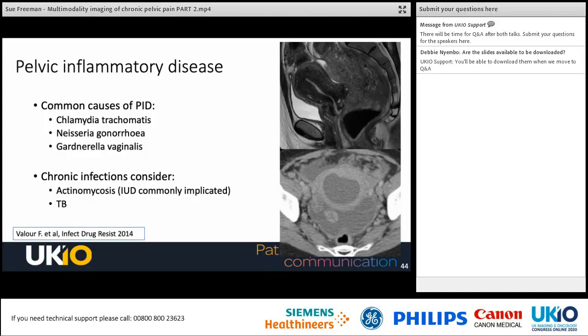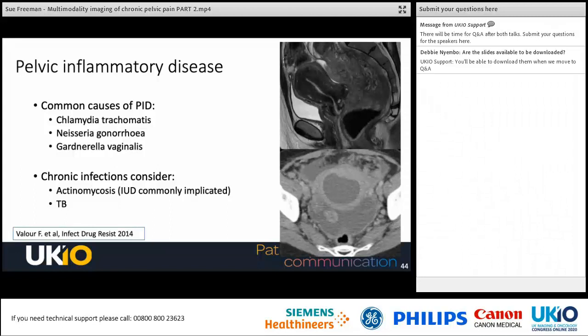So thinking about chronic PID, it may still be the same infections from acute PID, but also consider conditions such as actinomycosis, which is a gram-positive anaerobic bacteria. And if pathological specimens are possible, they would reveal sulfur granules to make the diagnosis. And this image on the top, sagittal T2 weighted image, shows another different case with actinomycosis, this mass-like appearance.